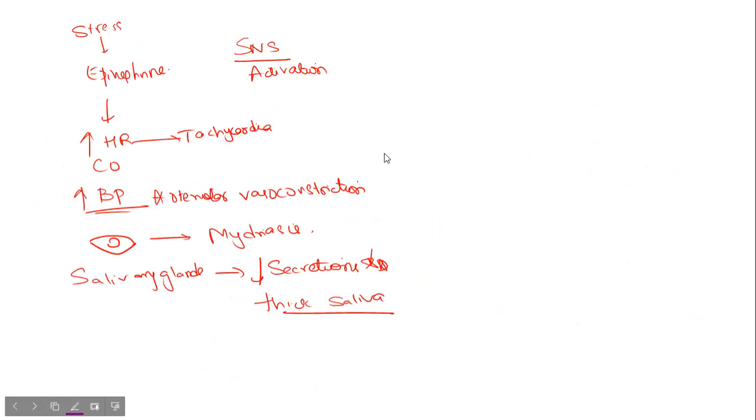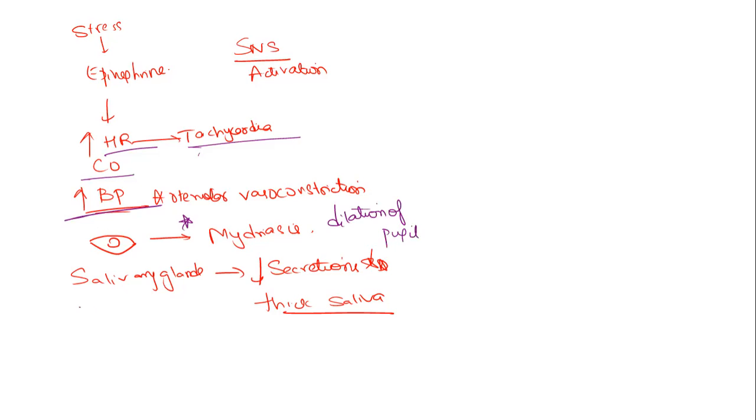Okay, so what all can you see whenever sympathetic activation is seen is you can see that heart rate is increased, that is tachycardia, cardiac output is increased, there is hypertension, and you can see that pupils are dilated. It is called mydriasis. So you can see dilation of pupil, and you can see that saliva secretions are thick and ropey because secretions are usually decreased in case of stress.